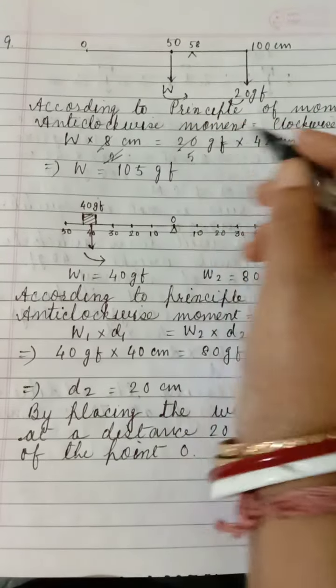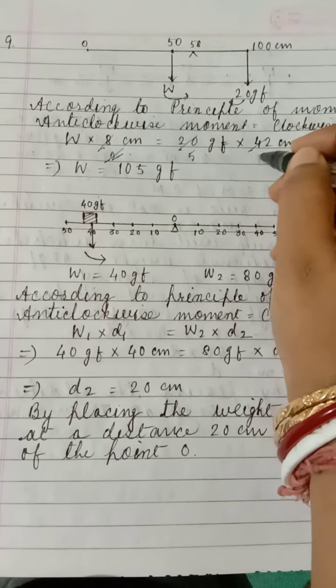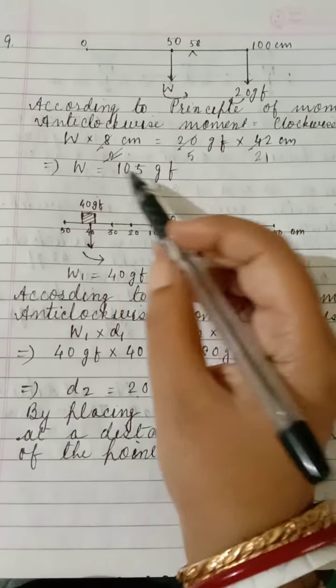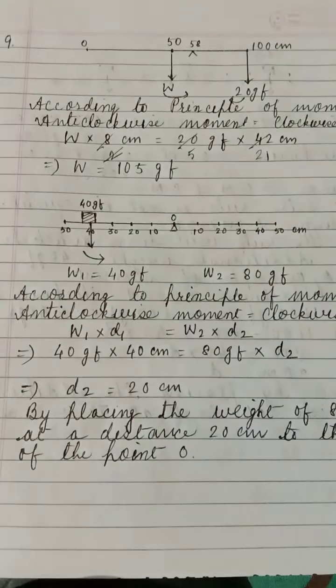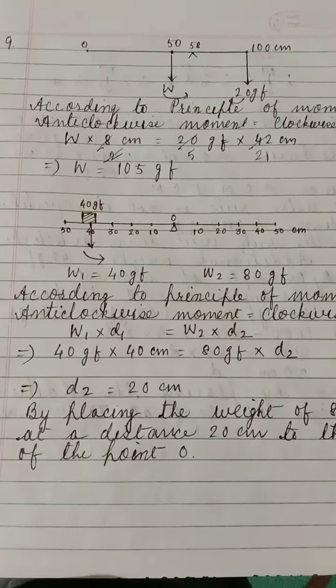Now 2 will also be cancelled here. So 2 21 times. So W will be equal to 5 into 21, that is 105 gf. So the weight of the meter rule will be 105 gf.